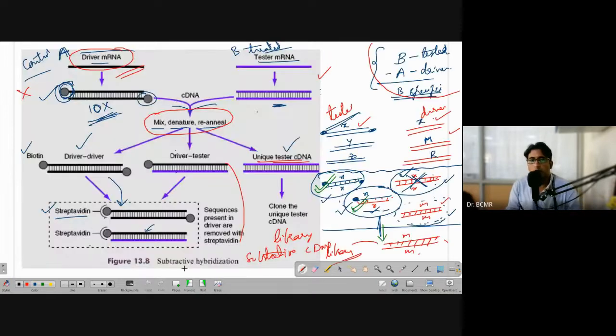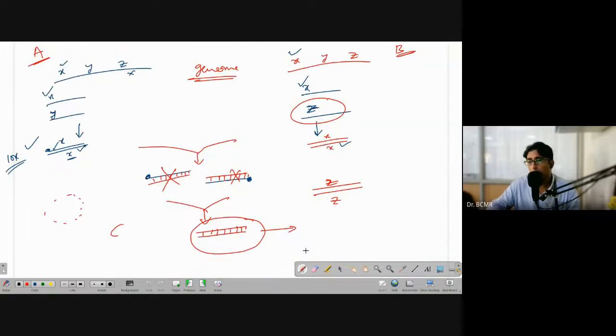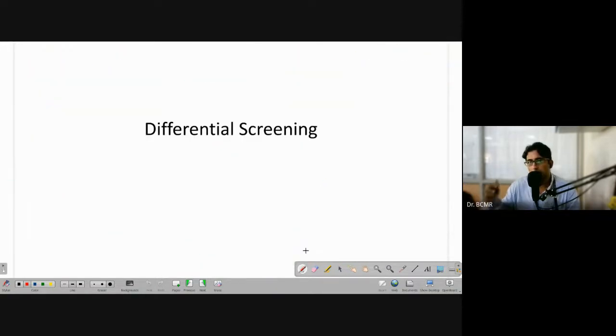Okay, so the objective of a subtractive cDNA library is to clone the genes that are expressed in the test relative to the wild type or the control. We don't want to clone the whole library because it will become a very big one. We just want to clone only the difference between two samples.